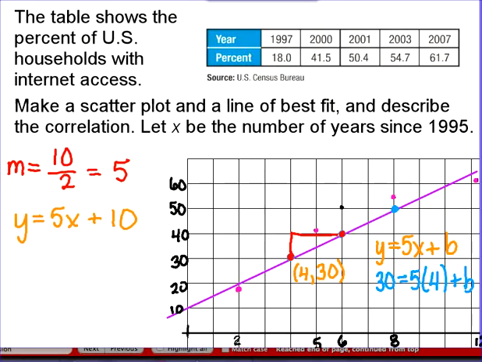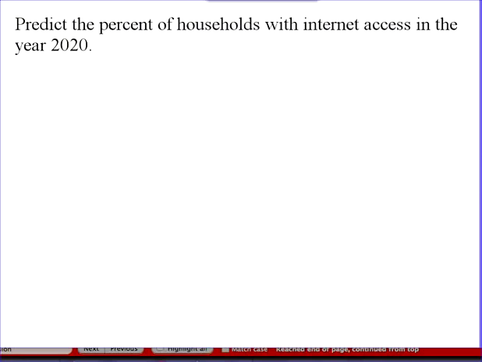Questions on that? Okay, so now it says predict the percent of households with internet access in the year 2020. So if you remember, my equation was y equals 5x plus 10. X represented the number of years since 1995. So how many years is 2020 from 1995? 25. So I'm going to plug 25 in here for x. What do you get?